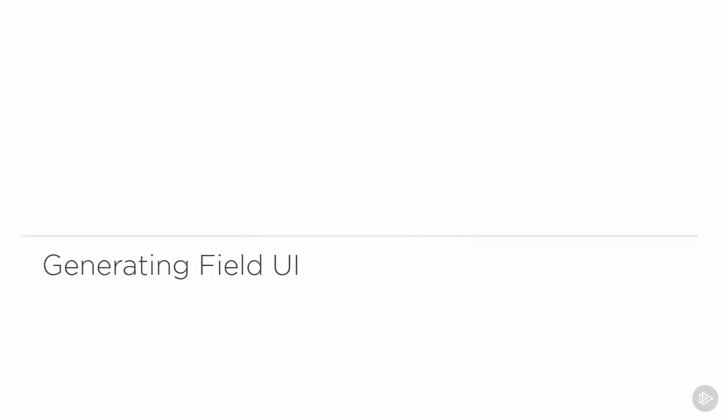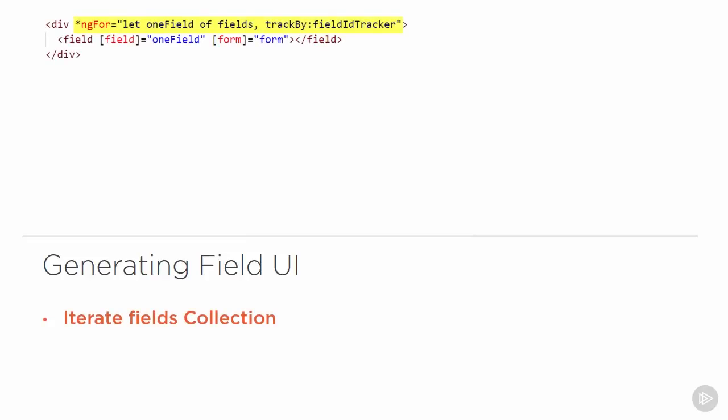Once we have the field schema created, generating the proper user interface is relatively straightforward. Your requirements could certainly add some complexity to this, but at its core, the process is pretty simple. Iterate through the fields you've defined and load a component for each.